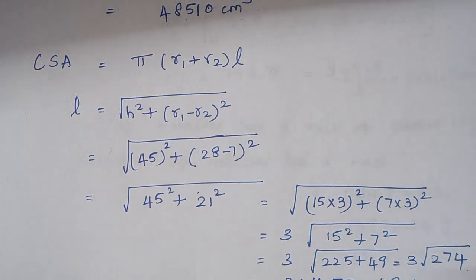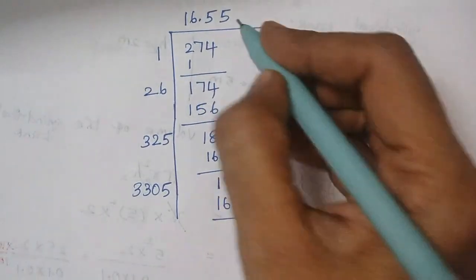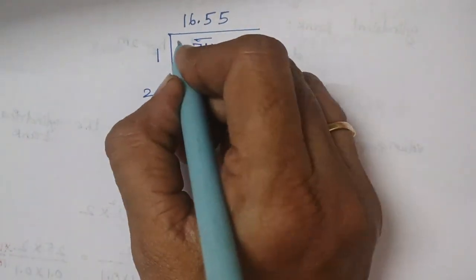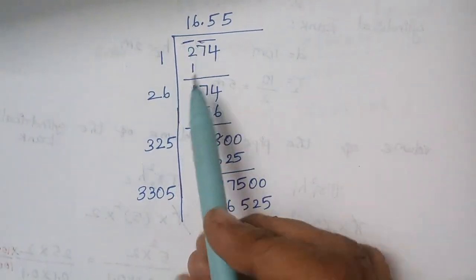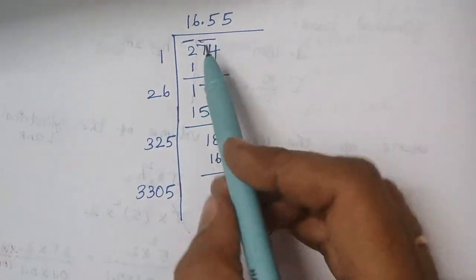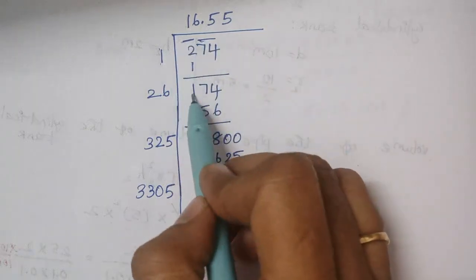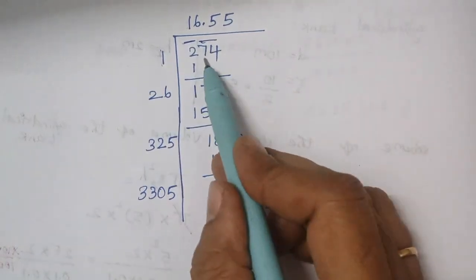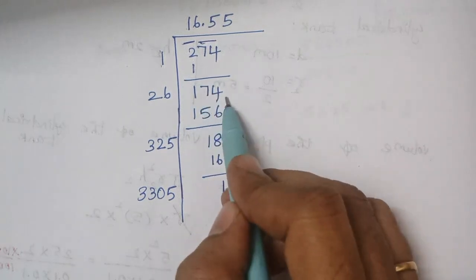Right. So now I am going to take the square root of 274. The first number is 2. So 1 is 1, because 2 2s are 4, which is a bigger number. Therefore here I am writing 1. So 1 is 1. So 2 minus 1 is 1, and for the next step I have to bring this 74 down. So here it is 174.